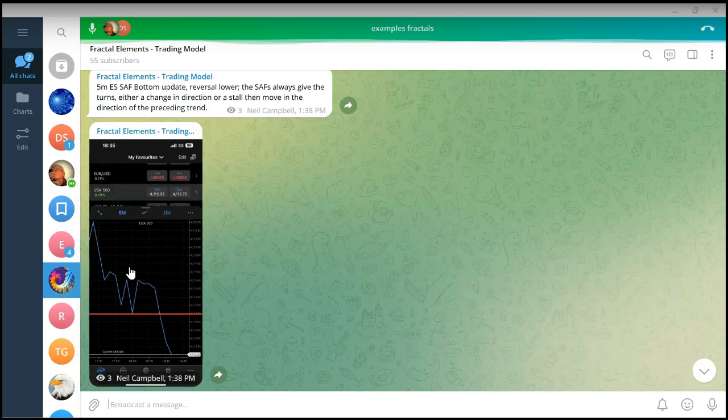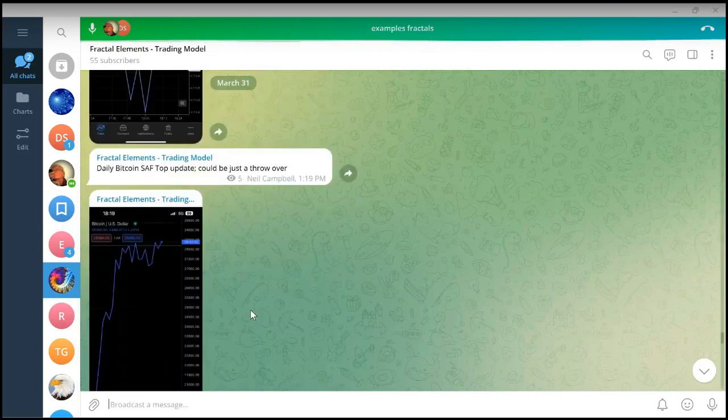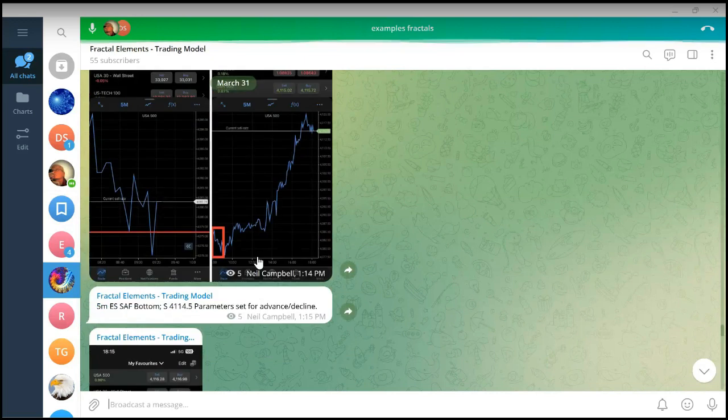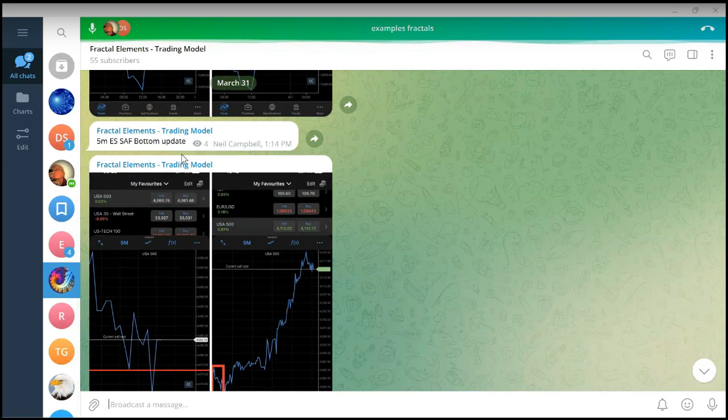Okay, I believe that's the same one here. Okay, it attempted to go down, up, and then went back down again. So that would be the same fractal. It went up, and then it fell. Okay, what does he have here? Okay, he has another 5-minute time frame standalone fractal update.